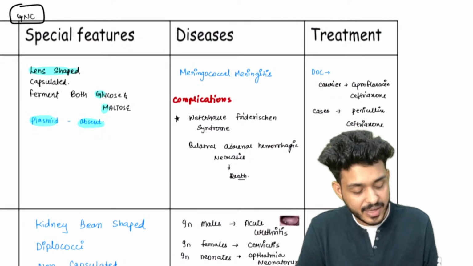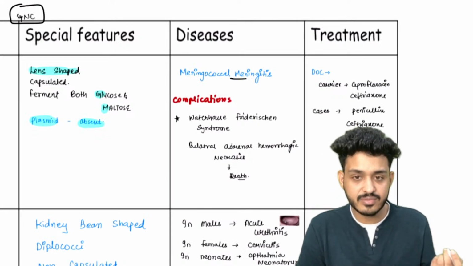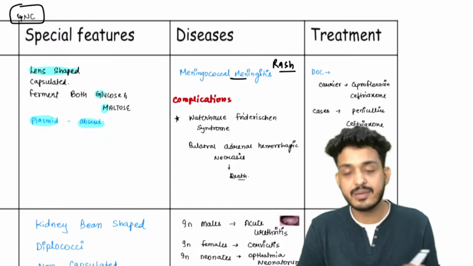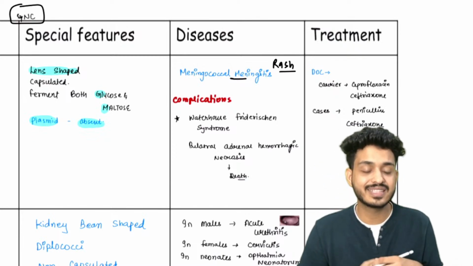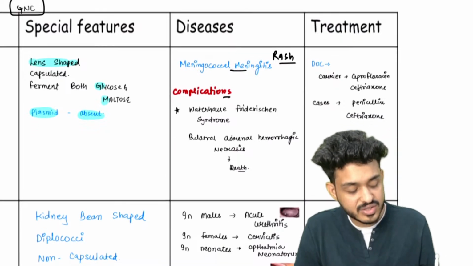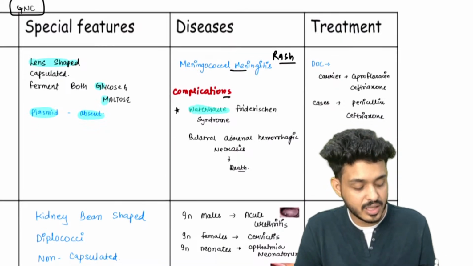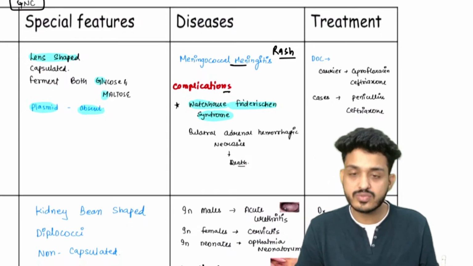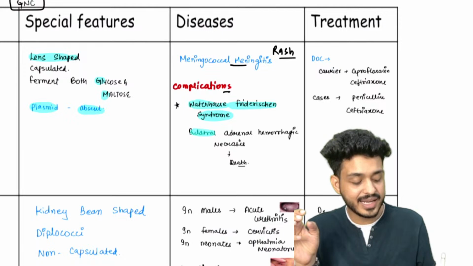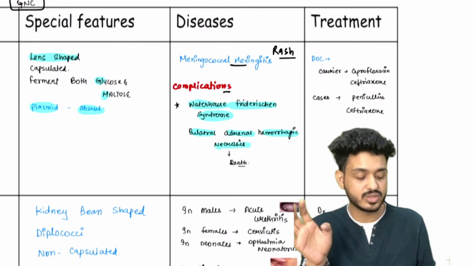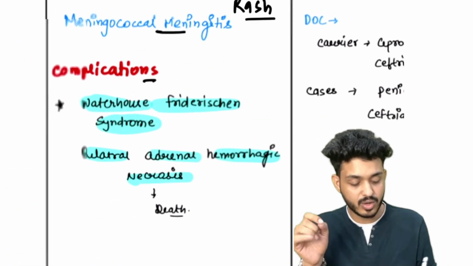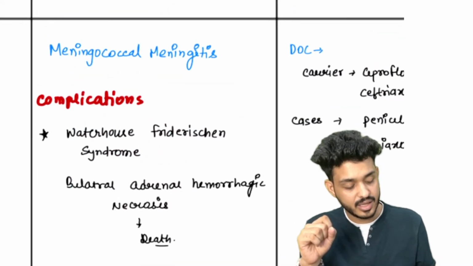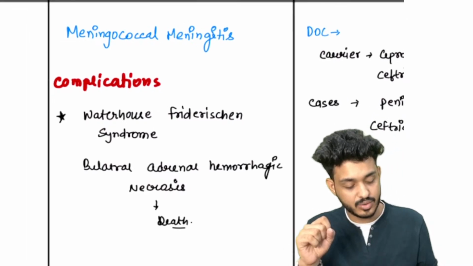Okay, this is your meningococcal meningitis, the disease that it will be causing, and the patient will be having what? Rash. These patients will be having rash on the skin also. Okay, what are the complications? Two complications they have asked questions. First one, the complication of meningitis will be Waterhouse Friderichsen syndrome. Second one is your bilateral adrenal hemorrhagic necrosis. Okay, these are the two most important complications that you have to remember in terms of these two bacteria. You have to remember these two.